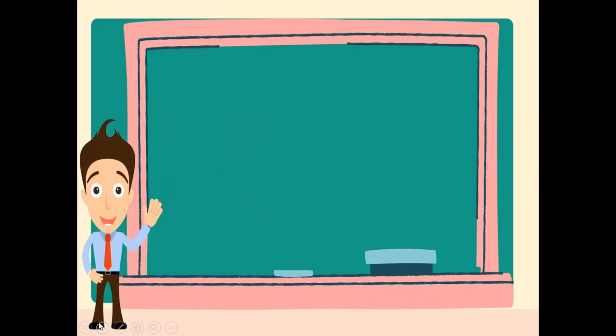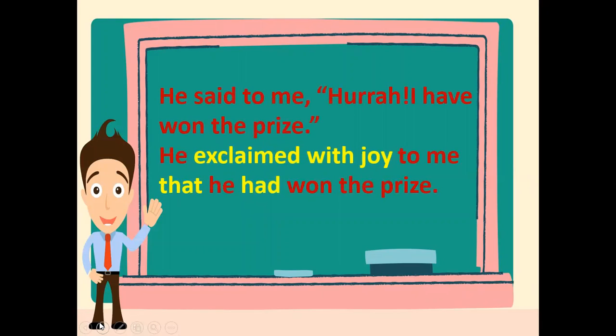Let's move further. The first sentence is, he said to me, hooray, I have won the prize. So see, hooray is an interjection, an exclamation mark is there, and the sentence is showing certain feelings. So said to will be changed into exclaimed with joy or exclaimed with happiness. And then the second point is that we are going to use that as a linker. Hooray is an interjection. The interjection will be omitted. We will simply drop it. So we don't write hooray again in indirect narration.